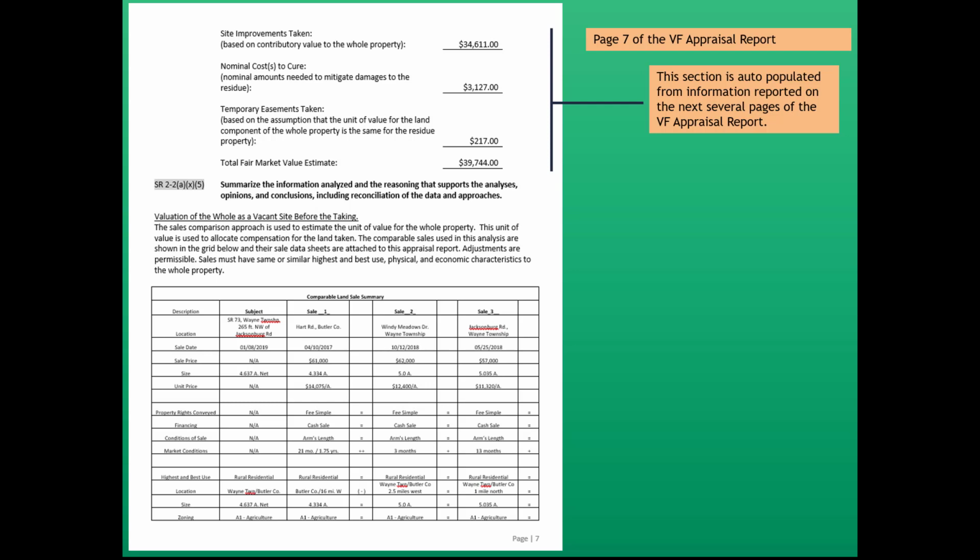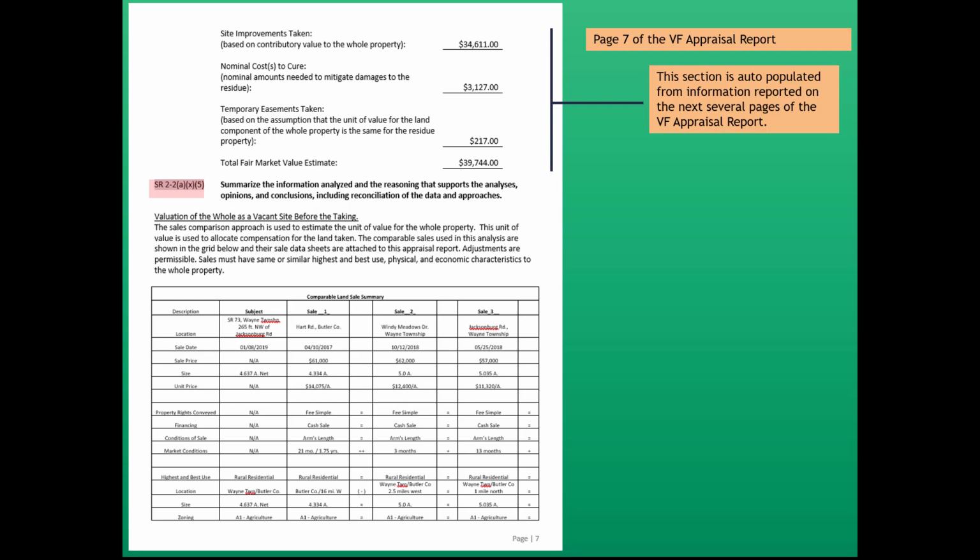What follows next is the next USPAP standard, which is 2-2 AX5, which summarizes the information analyzed and the reasoning that supports the analysis, opinions, and conclusions, including a reconciliation of the data and approaches. To comply, this USPAP standard is going to take pages of the Value Finding Appraisal Report. This is where we get into the information that actually supports all of those auto-populated estimates that we just reviewed.